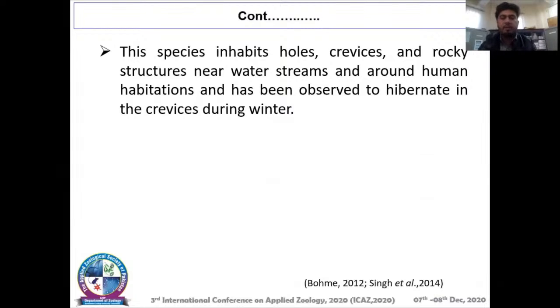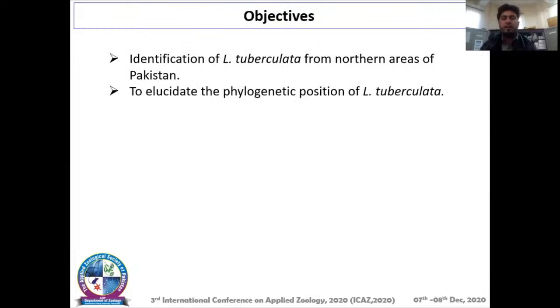This species inhabits holes, burrows, and rocky structures near water, streams, and around human habitation, and has been observed to hibernate in burrows during the winter season. The objective of my research is the identification of Ladakia tuberculata from northern areas of Pakistan and to elucidate the phylogenetic position of Ladakia tuberculata.